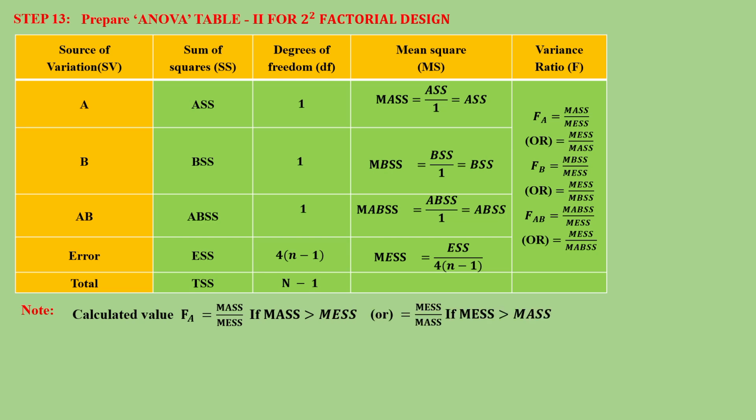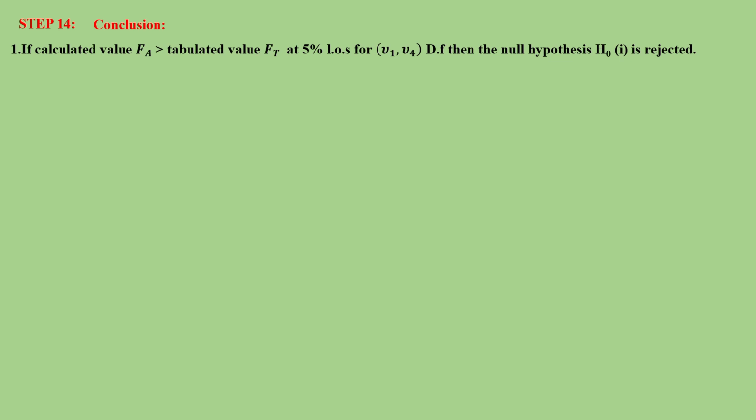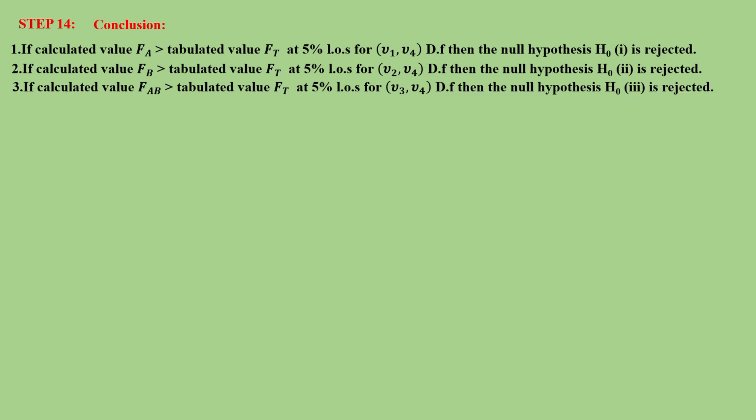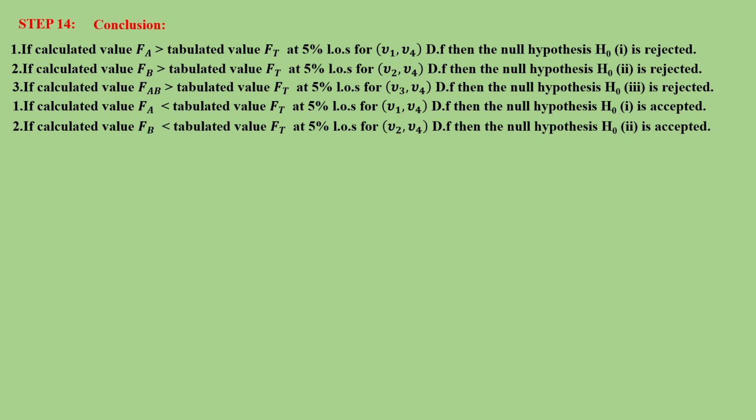So it's the same as the previous calculation, that is one-way classification, two-way classification, three-way classification. Like that you have to calculate F. So highest value in the numerator, lowest value in the denominator. Then you have to calculate the tabulated value and then compare. Then conclusion: if the calculated value is greater than the tabulated value, as usual you reject the null hypothesis for A, B and AB. Similarly, if it is less than, then you accept the null hypothesis for A, B and AB.